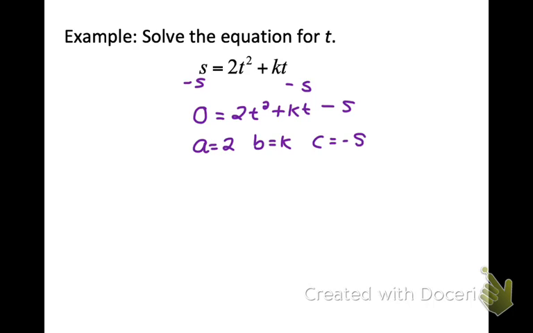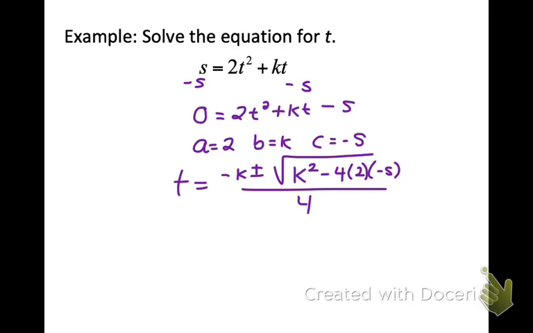So it's t equals negative b, so negative k plus or minus radical b squared minus 4ac all over 2a, so 4. Okay, I'll never forget that.